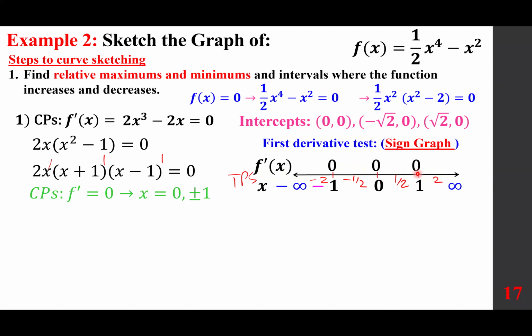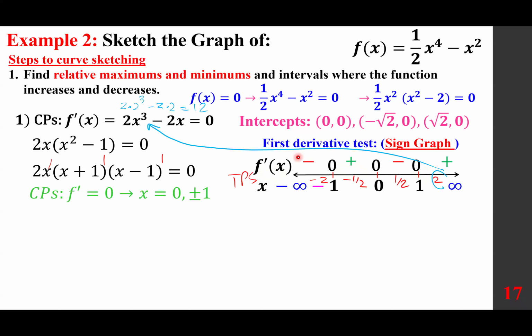If you plug in 2 into this one, you get 2 times 2 cubed, which is 8, becomes 16, minus 2 times 2, which is 4. Their difference is 12. We don't care about the number. We just want the sign. The sign is positive here. It will alternate negative, positive, negative.